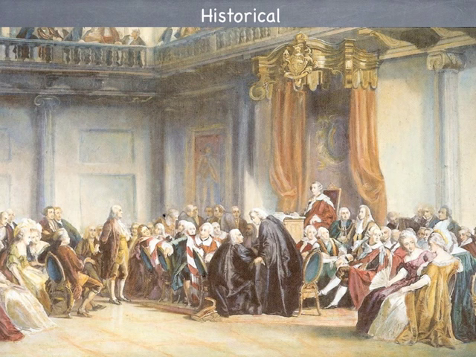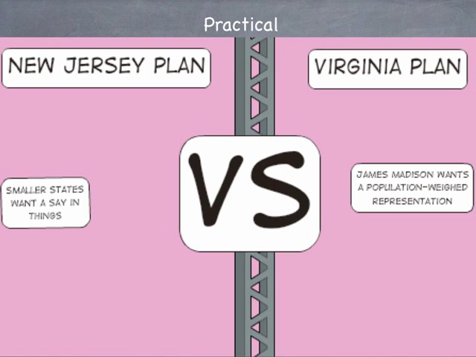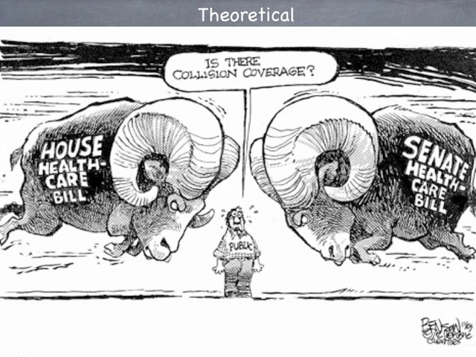Historical. The British Parliament has consisted of two houses since the 1300s, and many colonial assemblies were similar in form. Practical. A bicameral legislature was necessary to compromise the Virginia and New Jersey plans of representation. Theoretical. The framers favored a bicameral Congress in order that one house might act as a check on the other.